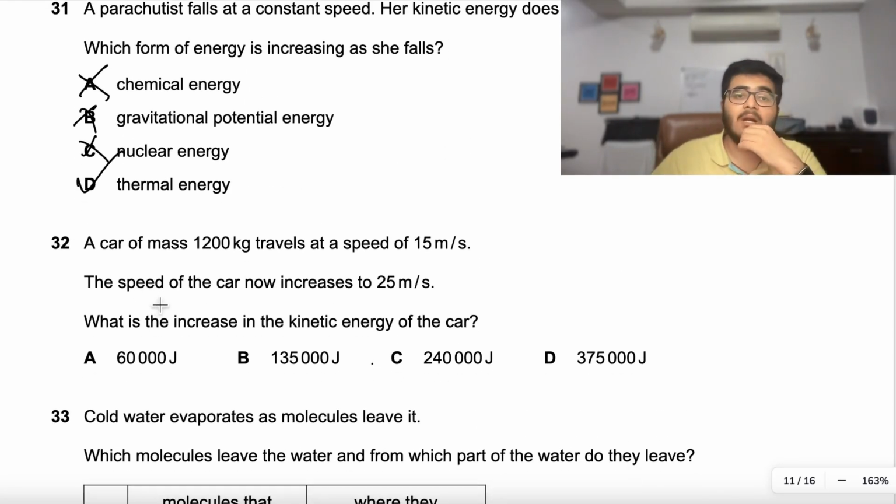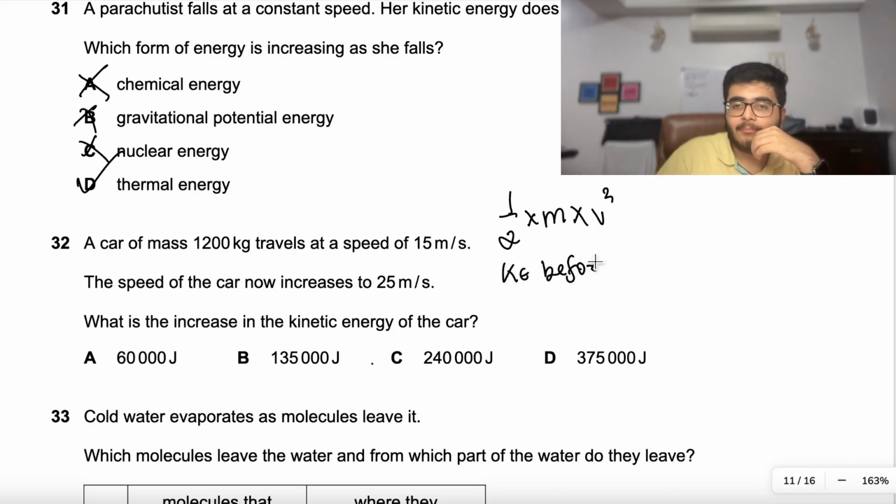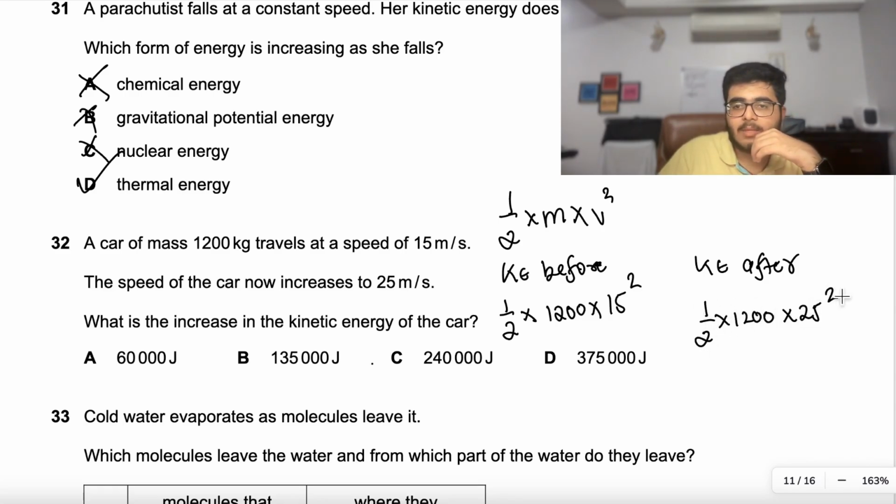Moving on to question number 32. A car of mass 1200 kg travels at a constant speed of 15 meter per second. The speed of the car now increases to 25 meter per second. What is the increase in the kinetic energy of the car? So we know the kinetic energy is half into mass into velocity square. So let's calculate the kinetic energy before versus after. Before, the kinetic energy was half into 1200 into 15 square. Afterwards, half into 1200 into 25 square.